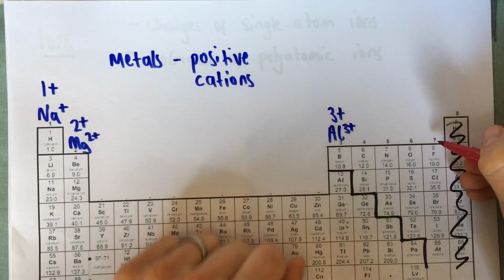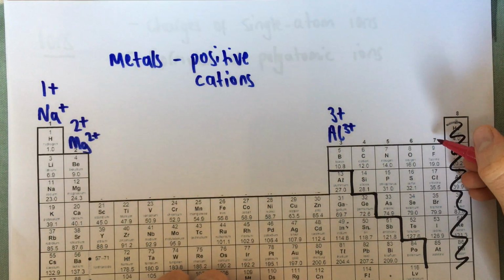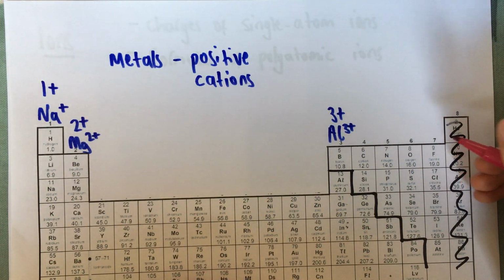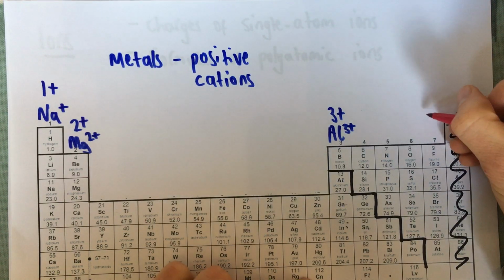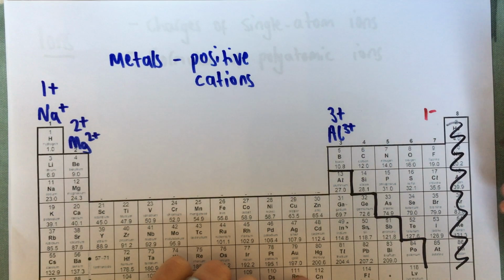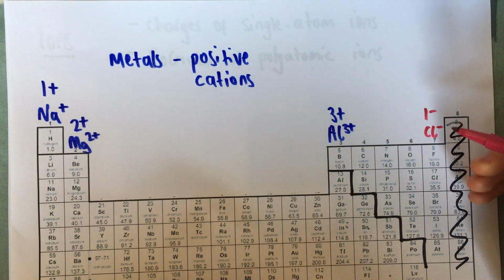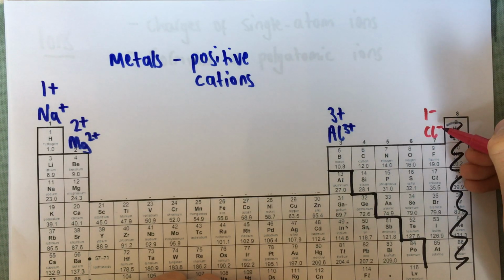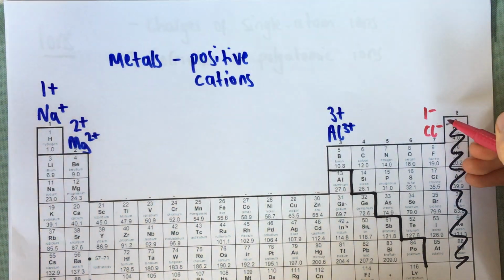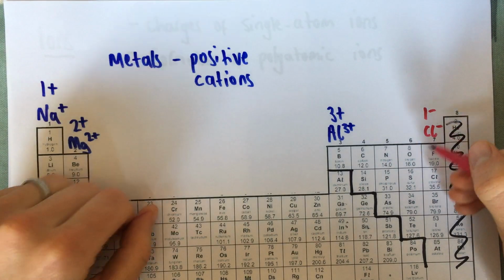Group 7 have got 7 electrons in their outer shell. They want a full outer shell of 8 electrons, so they're going to gain 1 electron. If you gain 1 electron, you become 1 negative. So these have a 1- charge. Common example, chlorine will gain 1 electron and become Cl-. Again, don't need to put the 1. Just Cl- tells us it's Cl1-. We call that the chloride ion.